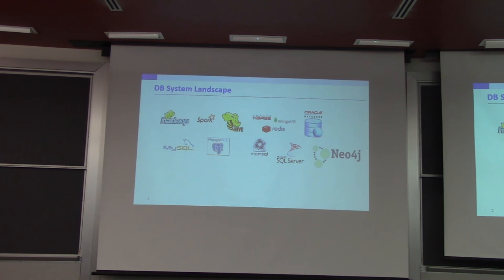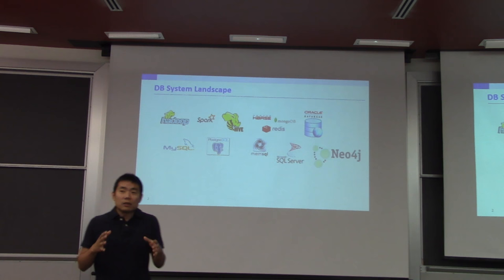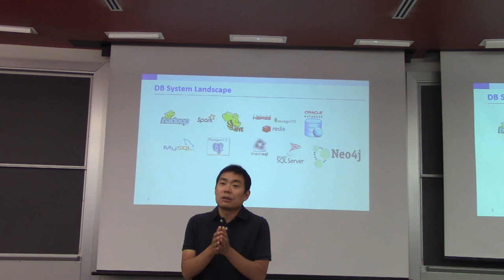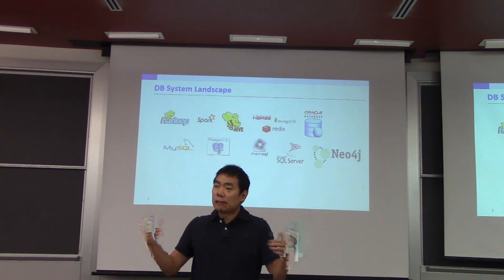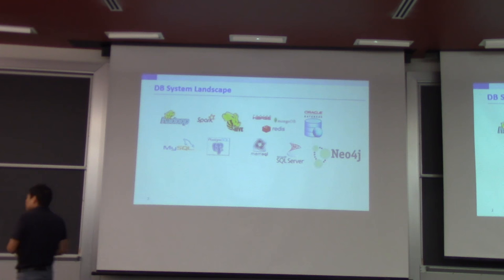Right? So what this course is about is to teach you and to understand the principles behind the design and implementation of all these systems, not just the relational database system. Right? But we will, of course, focus on relational database systems. But the principles there have been heavily leveraged when people design these other systems. For example, even when you design a graph database system like Neo4j, they have used a lot of these principles.